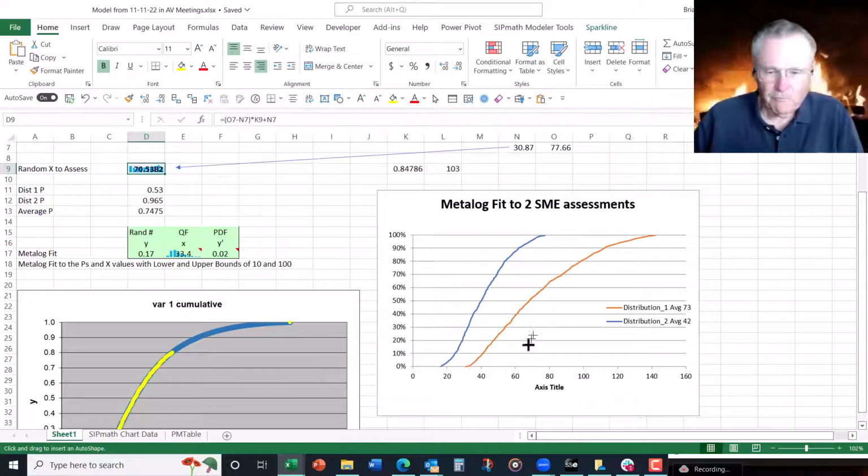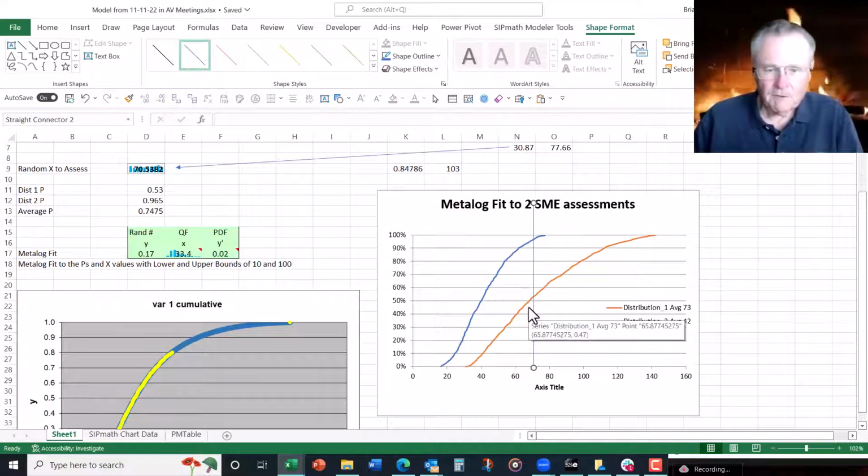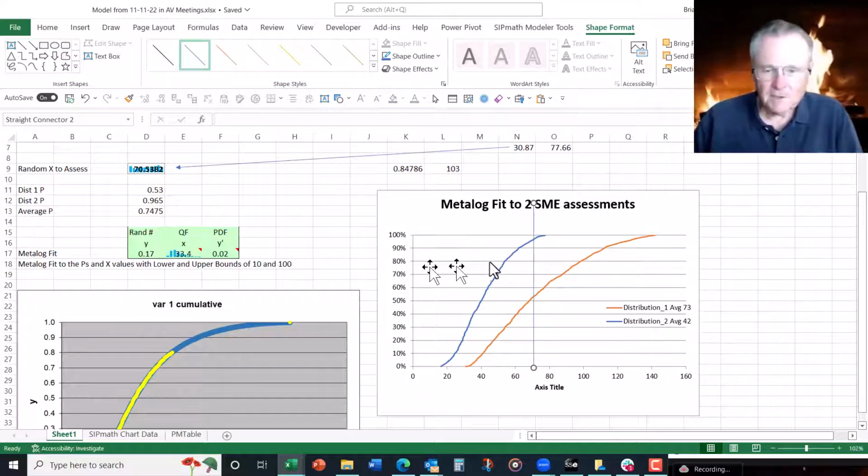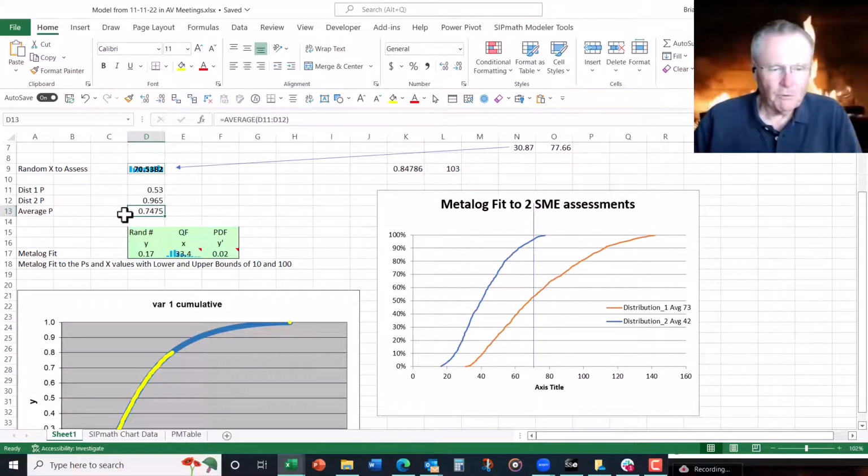That's 70.5. So that's right about there, right? So for this guy, it's 53, we said. And for subject matter expert 2, it's supposed to be 96, and that's what it is over here. So you can see those are the 2 percentiles I pulled off for 70.5. And then I can average those percentiles to get 0.74.